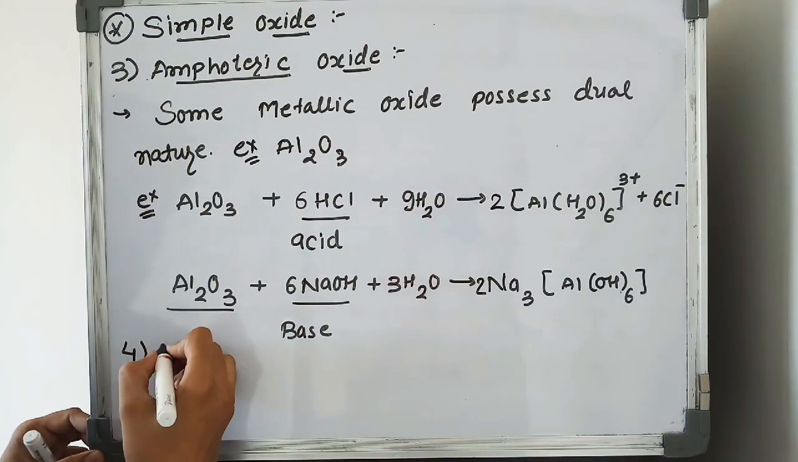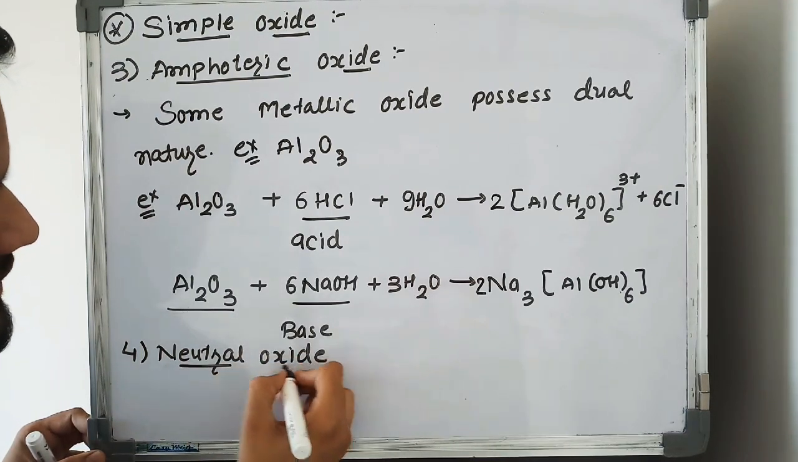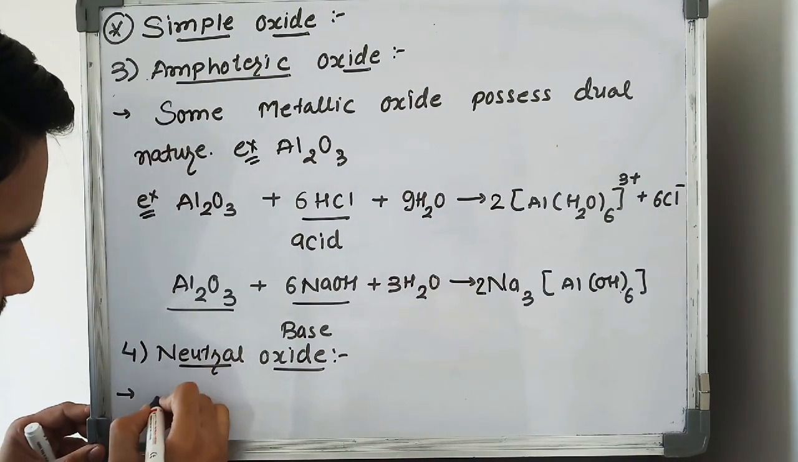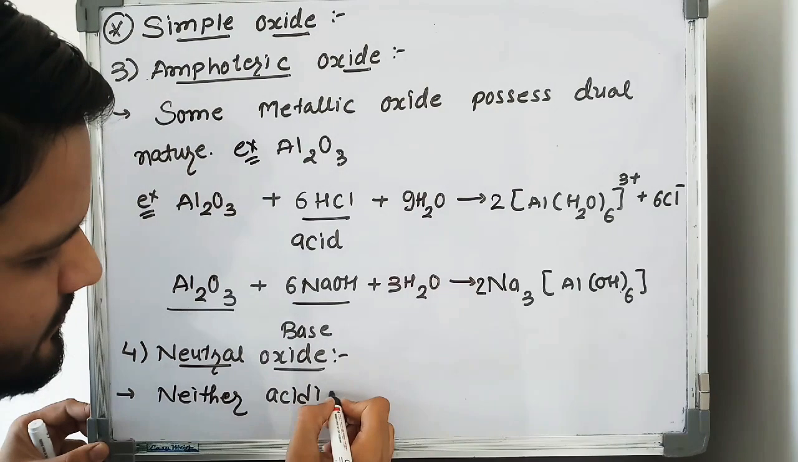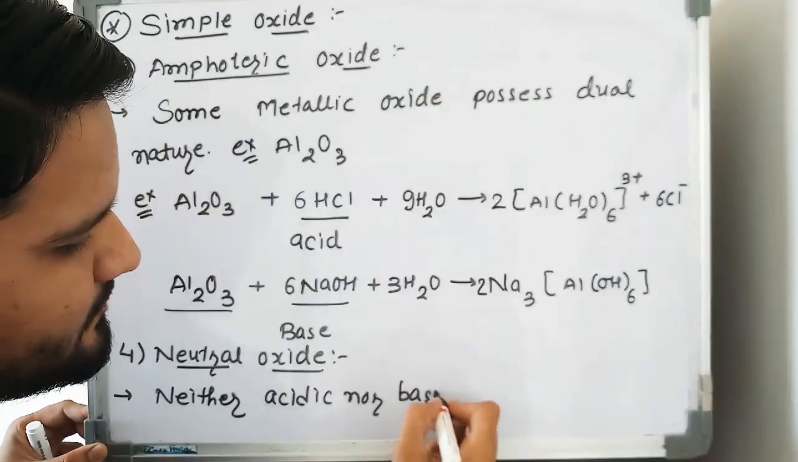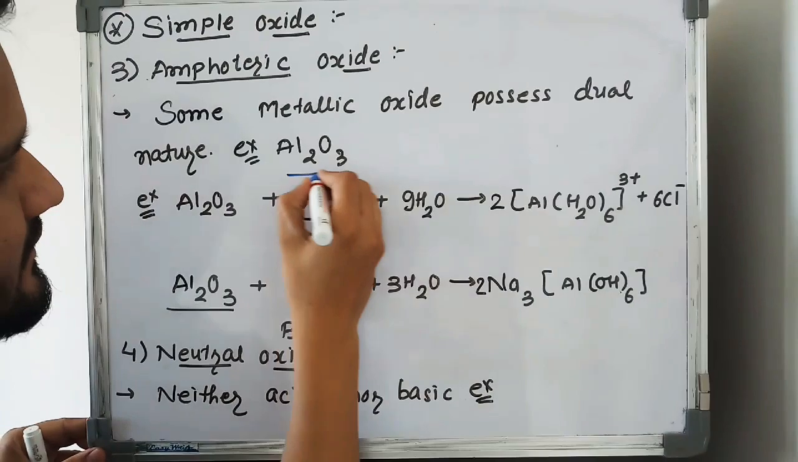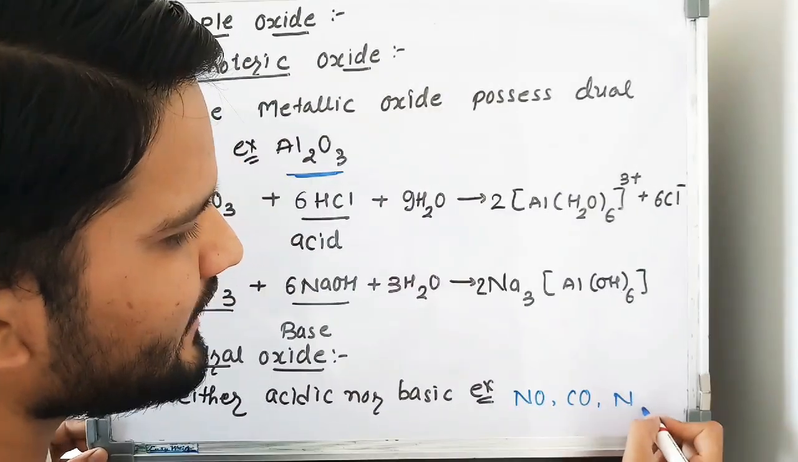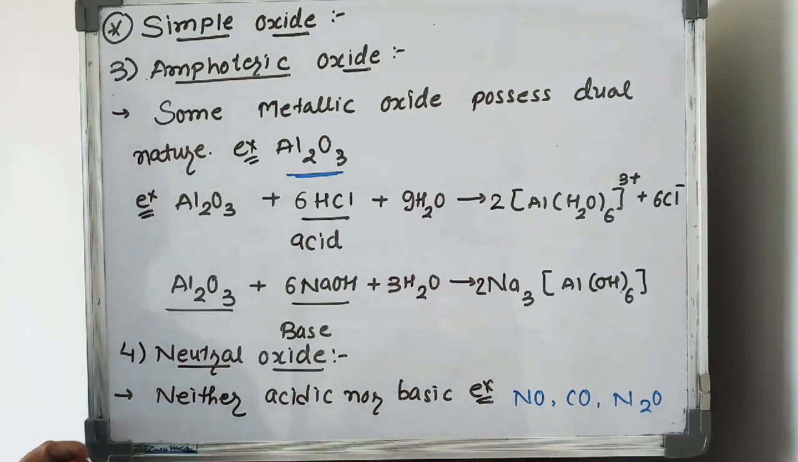Now the fourth one is neutral oxide. Neutral oxide, it means what? Certain oxides are neither acidic nor basic. So this type of oxide is called neutral oxide. Neither acidic nor basic is called neutral oxide. Examples of neutral oxide: NO, CO and N2O, nitric oxide, carbon monoxide and nitrous oxide.